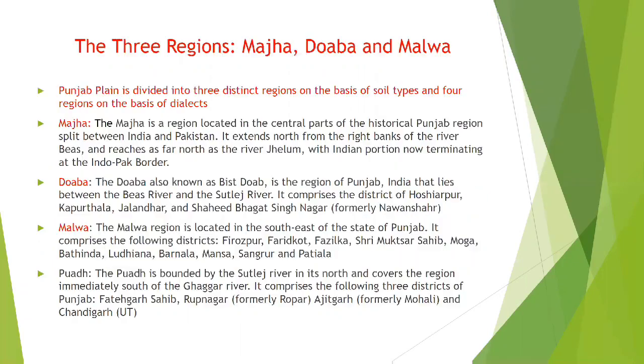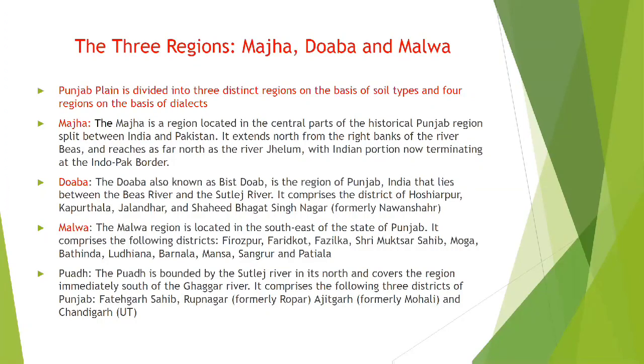The next slide. Now, Punjab is divided into three regions on the basis of soil: Majha, Doaba, and Malwa. And the fourth is on the basis of language, that is called Puadh. In fact, the language in all the four regions is different. The different dialects are there.